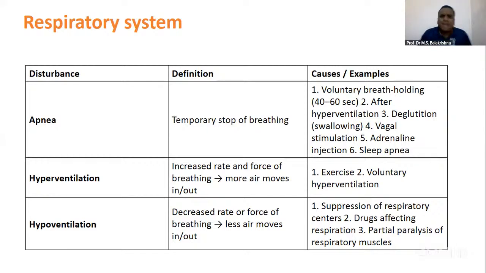Then during vagal stimulation, adrenaline injection, and sleep apnea. So these are 6 conditions when apnea occurs naturally. Please learn these conditions. This all can be an MCQ. Hyperventilation can happen during exercise or voluntarily. In hypoventilation, there is suppression of respiratory centers, your dorsal group, ventral group of neurons, pneumotaxic, apneustic, and drugs affecting respiration can cause hypoventilation.